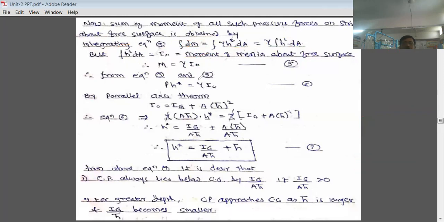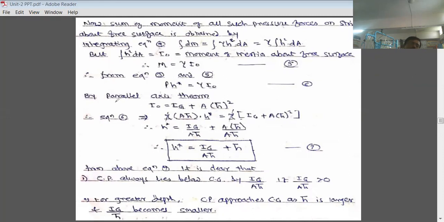From equation 3 and equation 5. Equation 3, where we wrote M is equal to P H star, was the equation for finding the moment of the resultant force, right? What is equation number 5? Equation number 5 is M is equal to gamma into I0. From equation 3 and equation 5, what can I write? P H star is equal to gamma I0. So I can write this equation here: P H star is equal to gamma I0.